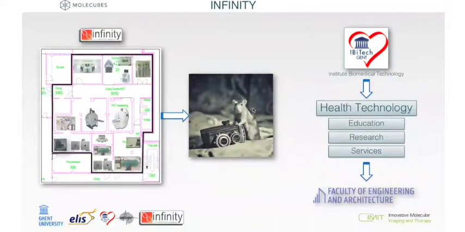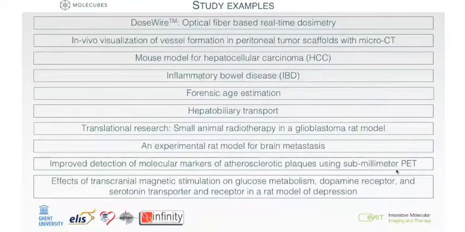And we are pretty lucky that we have 6 imaging modalities available in our lab, and this includes SPECT, PET-CT, MRI, optical imaging, and ultrasound. We also have a small animal radiotherapy device available in our lab. Now, within our university, we are part of the Institute of Biomedical Technology, where we cover education, research, services, all related towards health technology. And this is part of the Faculty of Engineering and Architecture.